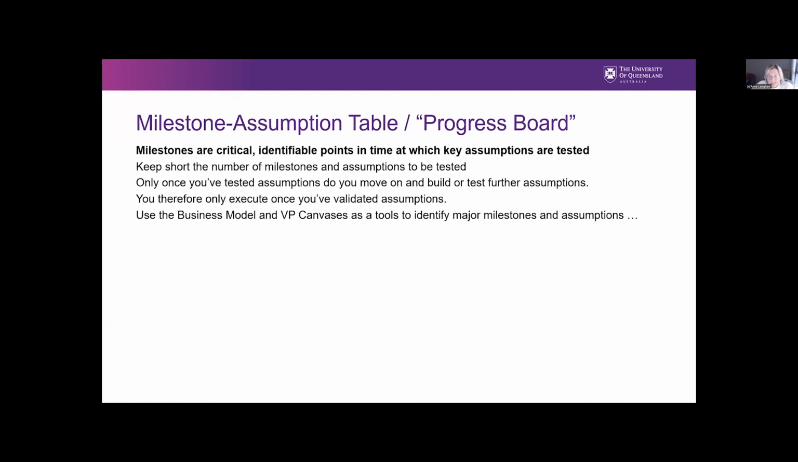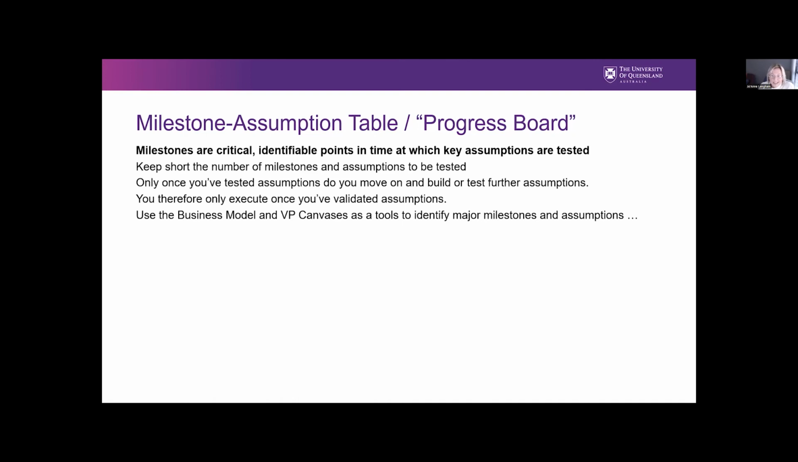Milestones, whilst you're doing this, are critical. So even though we're using an iterative or agile approach, that doesn't mean we don't have a plan or some sort of approach. You want to be able to test your assumptions at specific points in the process. You want to also make sure that you don't overdo this, so try to be objective about which ones are prioritized for it. And then once you've tested assumptions, and if they've worked out or not, you need to move on and test further ones.